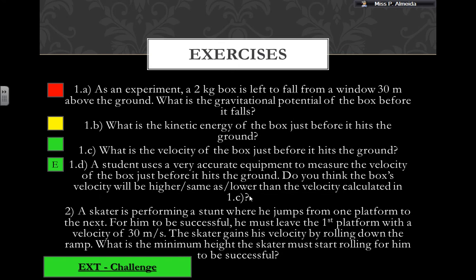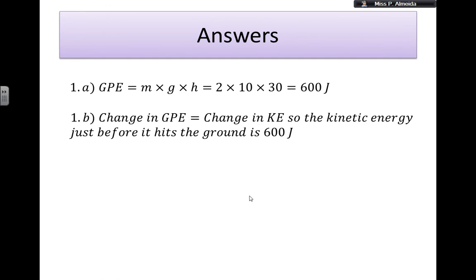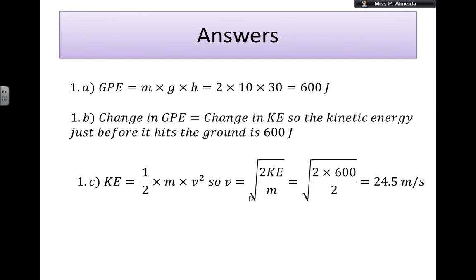What is the velocity of the box just before it hits the ground? So what I do is I pick the 600 and I make it equal to the kinetic energy. So I'm doing that step that I told you on how not to fail.